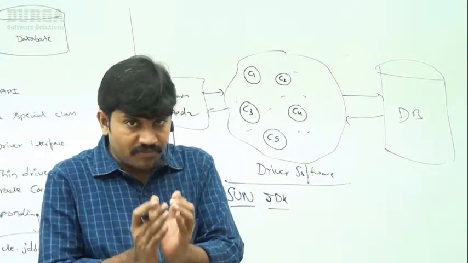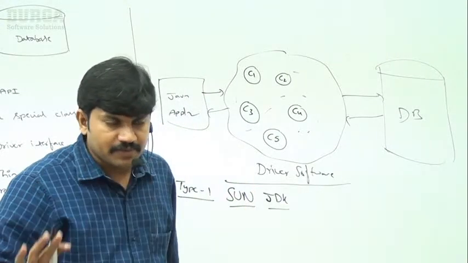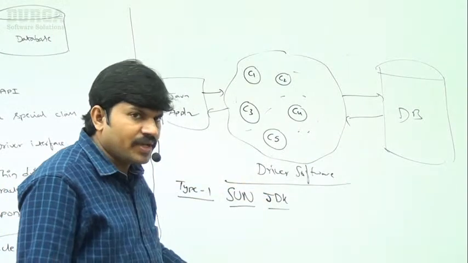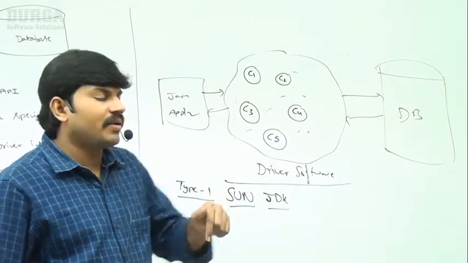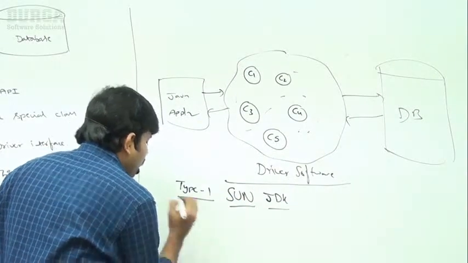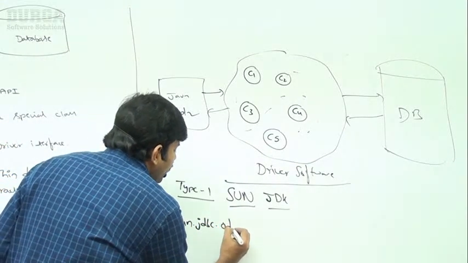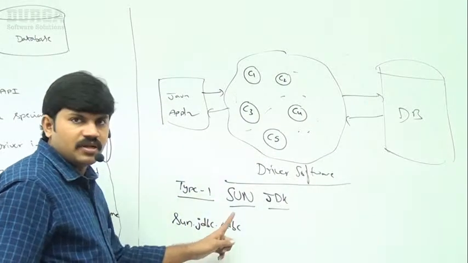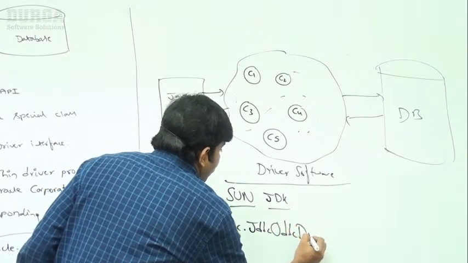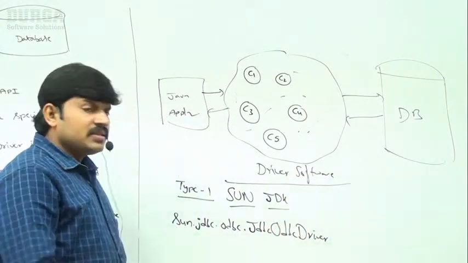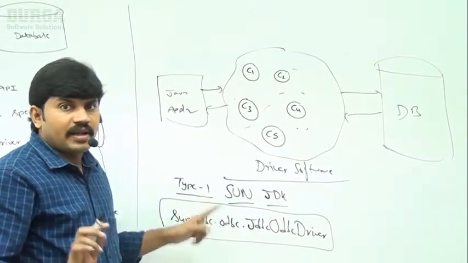Type 1 driver software is provided by Sun Microsystems, as part of the JDK, right? Now, in this driver software, a driver class must be there. Yes. What is the driver class? It is sun.jdbc.odbc.JdbcOdbcDriver. This is the driver class name present inside the type 1 driver software.